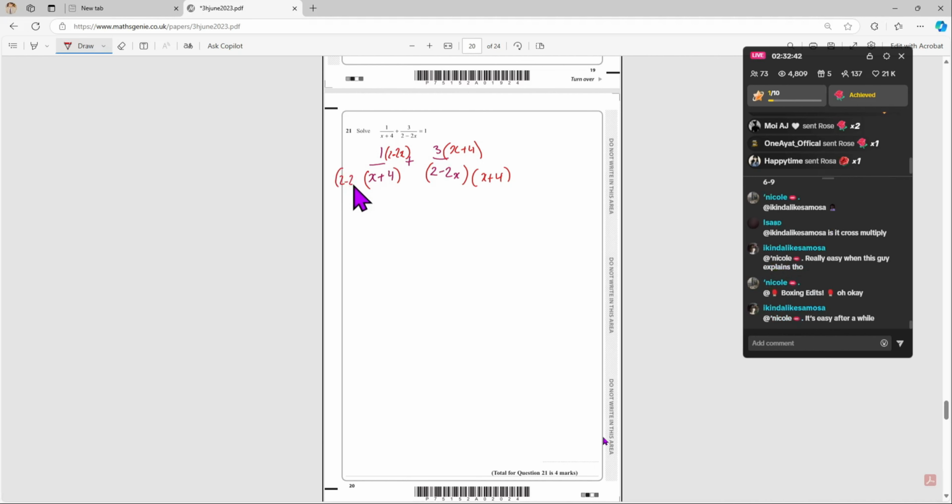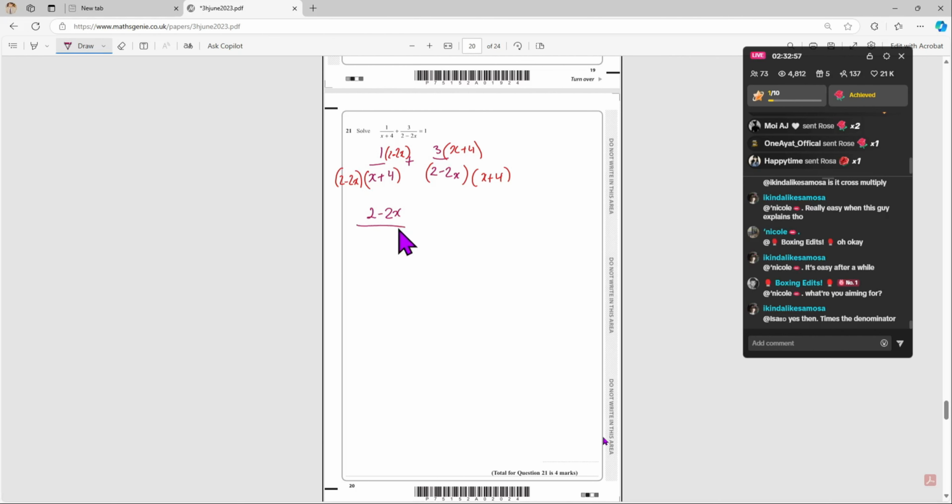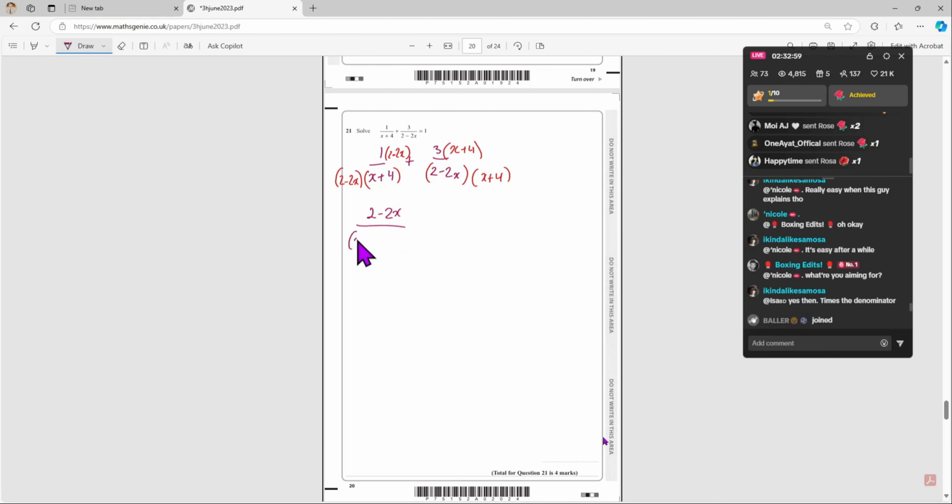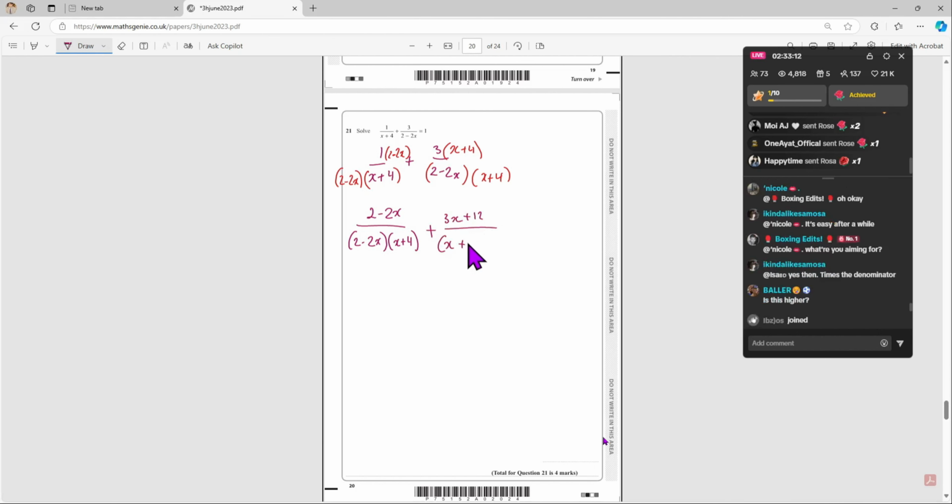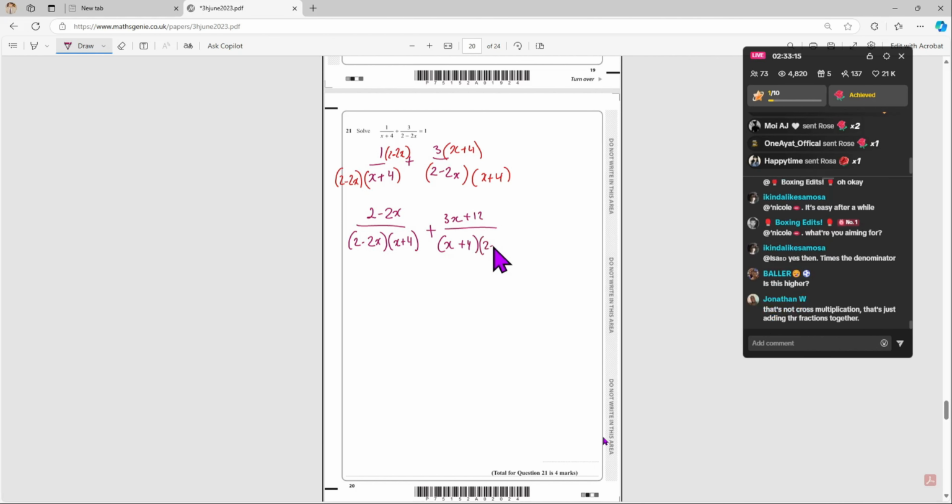So now when you cross multiply them, I'm going to expand the top bracket because they're single brackets, so it's going to be easier. It's going to be 2 minus 2x, the top bracket expanded, times x plus 4, plus 3x plus 12, over x plus 4 and then 2 minus 2x.